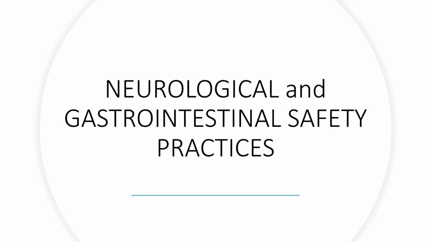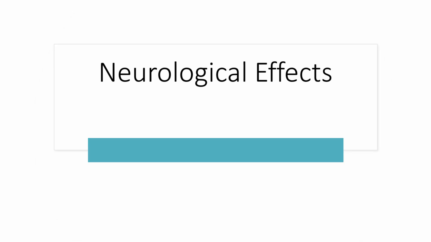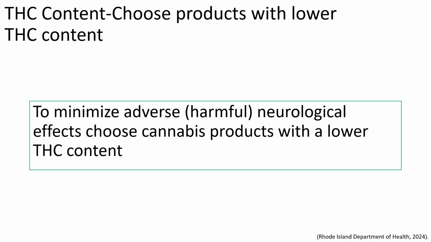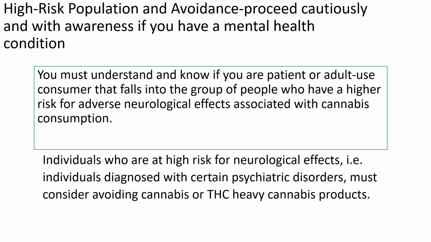Neurological and gastrointestinal safety practices. Neurological effects. Dose control, the amount of cannabis you use. Start low and go slow. To minimize harmful neurological effects, start with a low cannabis dose and slowly and gradually increase that dose as needed. THC content. Choose products with lower THC content. To minimize harmful neurological effects, choose cannabis products with the lower THC content.